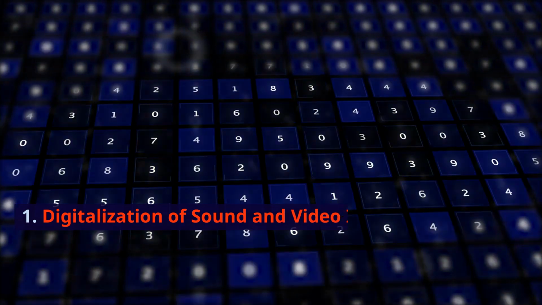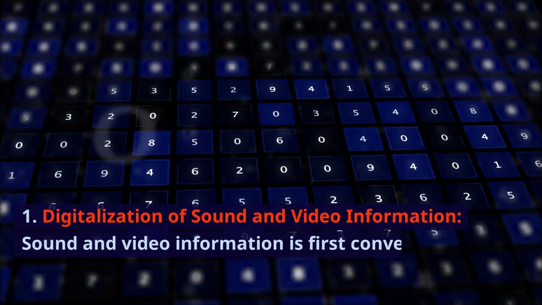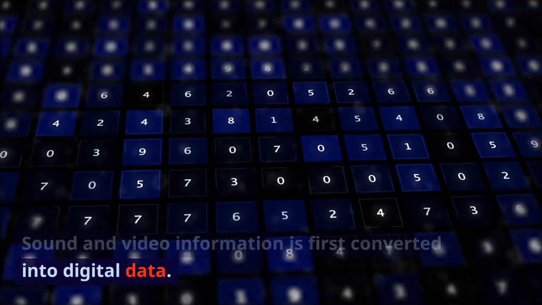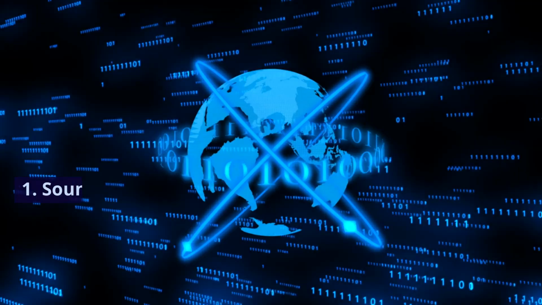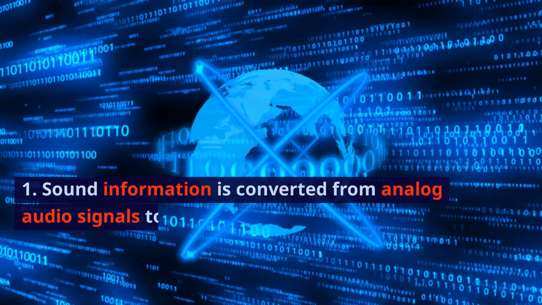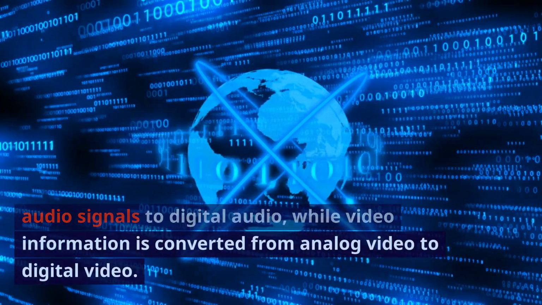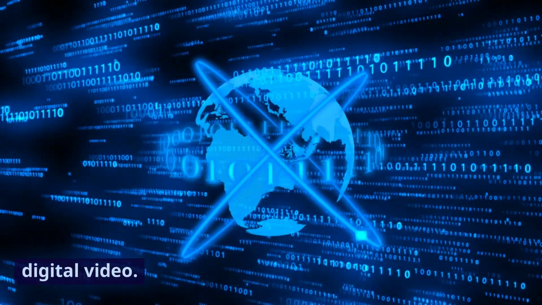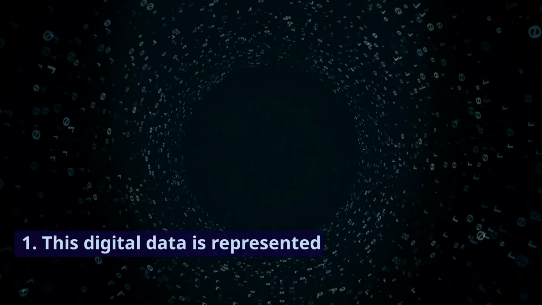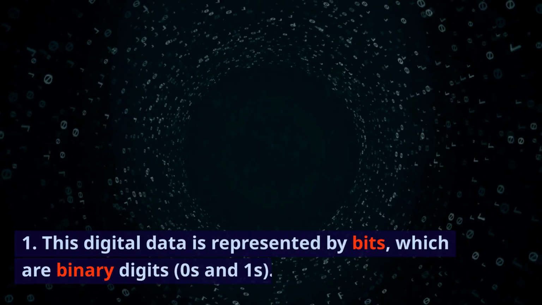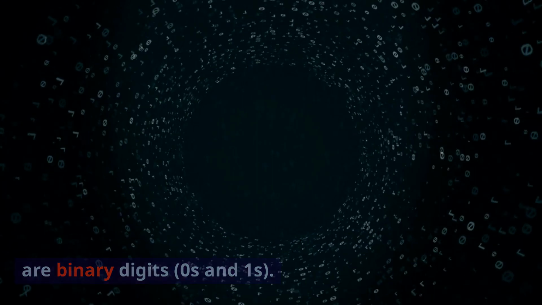1. Digitalization of sound and video information. Sound and video information is first converted into digital data. Sound information is converted from analog audio signals to digital audio, while video information is converted from analog video to digital video. This digital data is represented by bits, which are binary digits, zeros and ones.